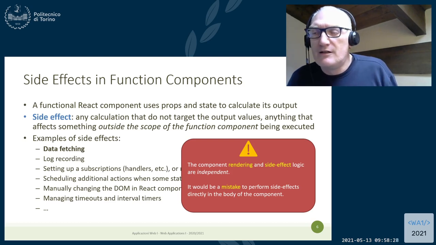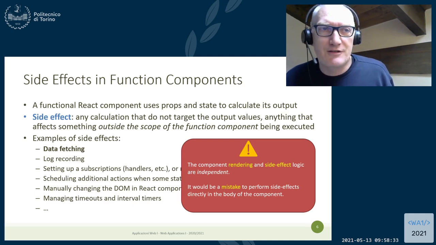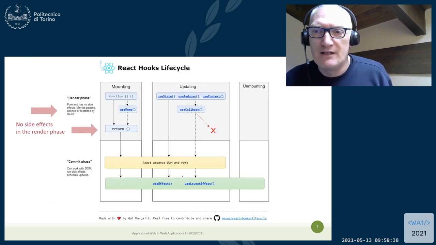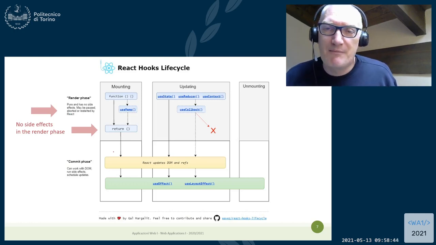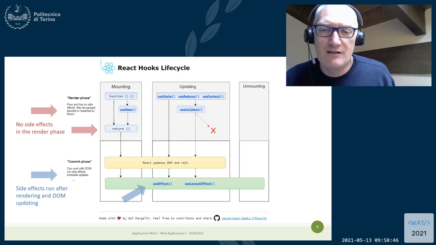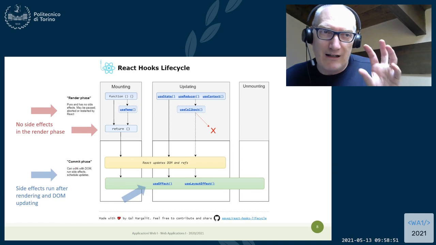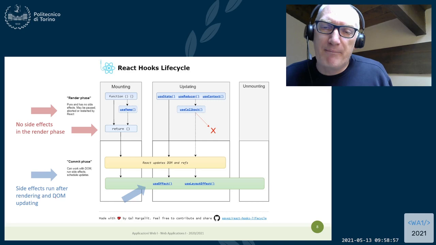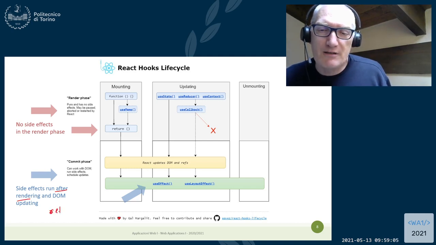And we'll try to understand in the examples what this abstract sentence means in practice. So these are just a summary: no side effects in the render phase, and they can only be implemented in the commit phase. So we identify which are side effects, we run them, and they will be applied after the rendering and after DOM updating. So they will be in our code after the return statement.